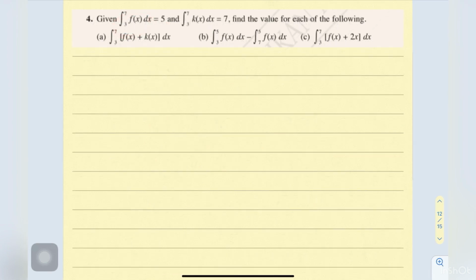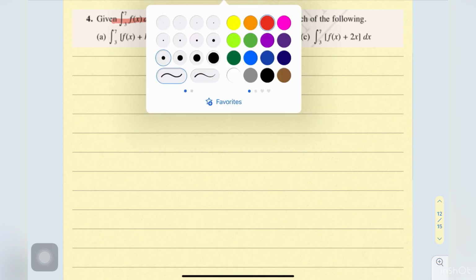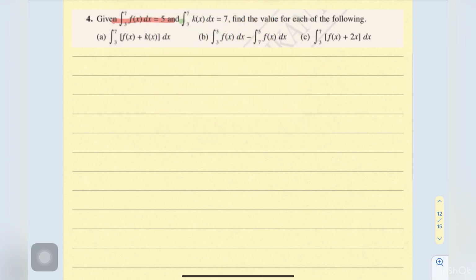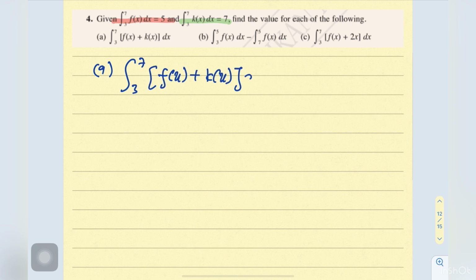Number 4, given the integral from 3 to 7 of f(x) dx equals 5 and the integral from 3 to 7 of k(x) dx equals 7. Okay, so here we have two functions, this one and another one, this one. Find the value for each of the following. Okay, so for question A, the integral from 3 to 7 of f(x) plus k(x) dx.